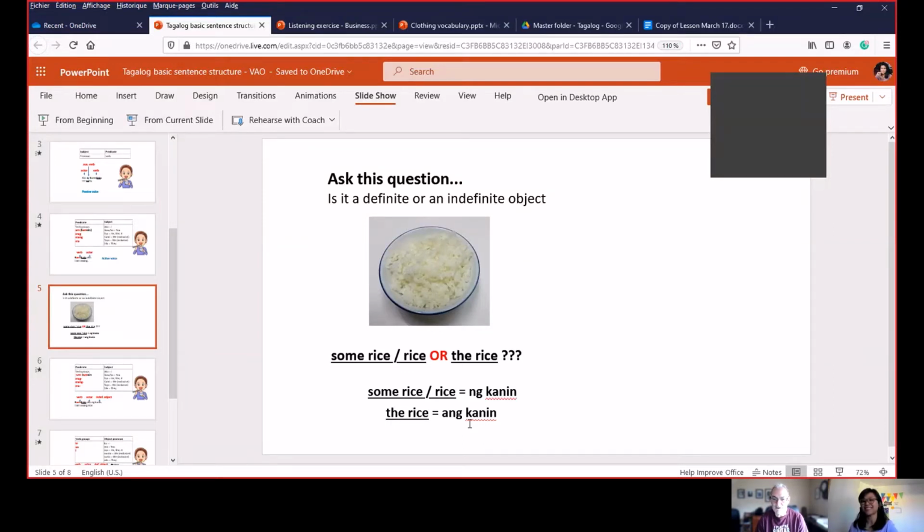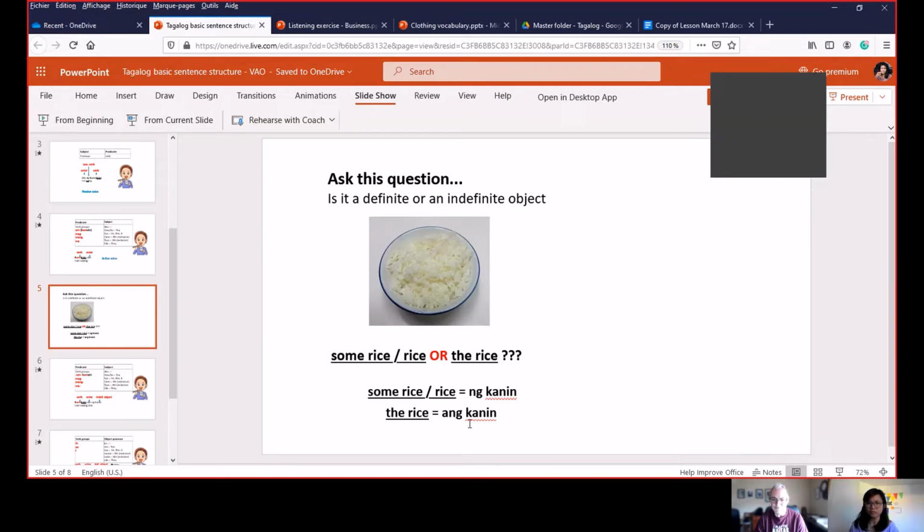Okay, well, yeah. So I'm familiar with the ng and the ang. I think it's good that you explain that some is ng and the definite article is ang. I just sometimes have difficulty putting them into the right sentence structure.